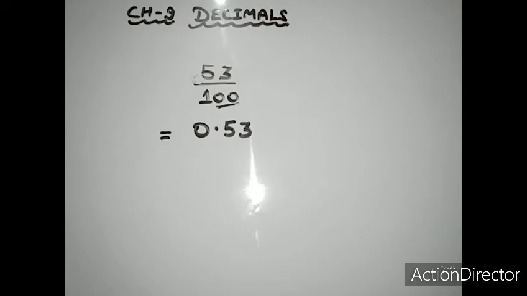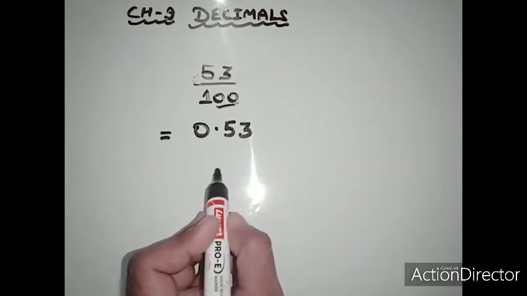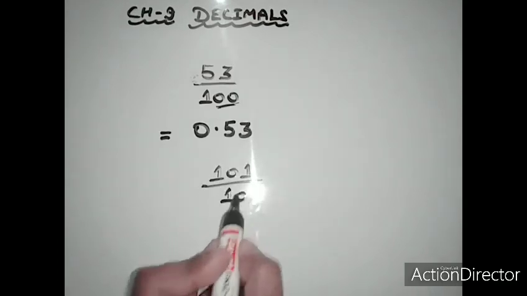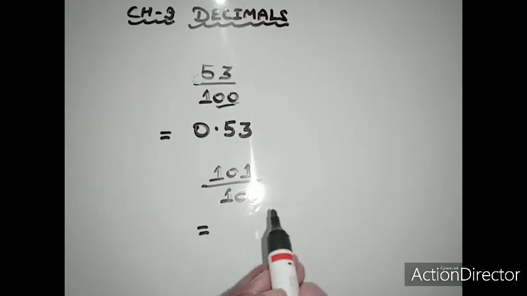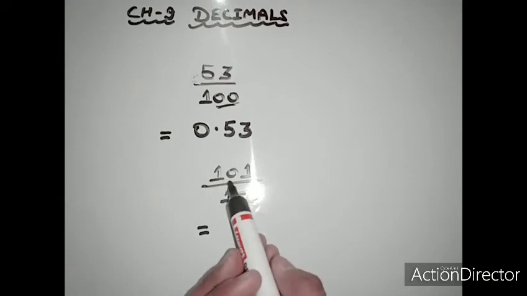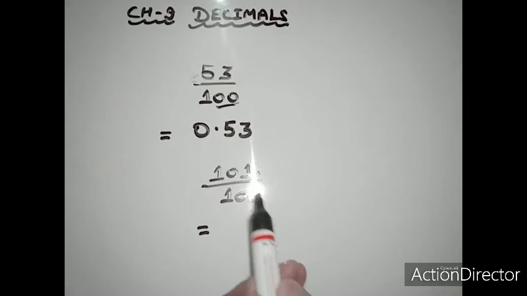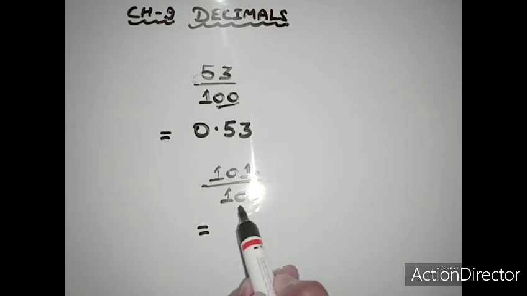Okay, now here we take another example. If we write 101 upon 100, there is no decimal mentioned in the given number here. So the decimal is at the last end of the number, and the total number of zeros is 2 here.